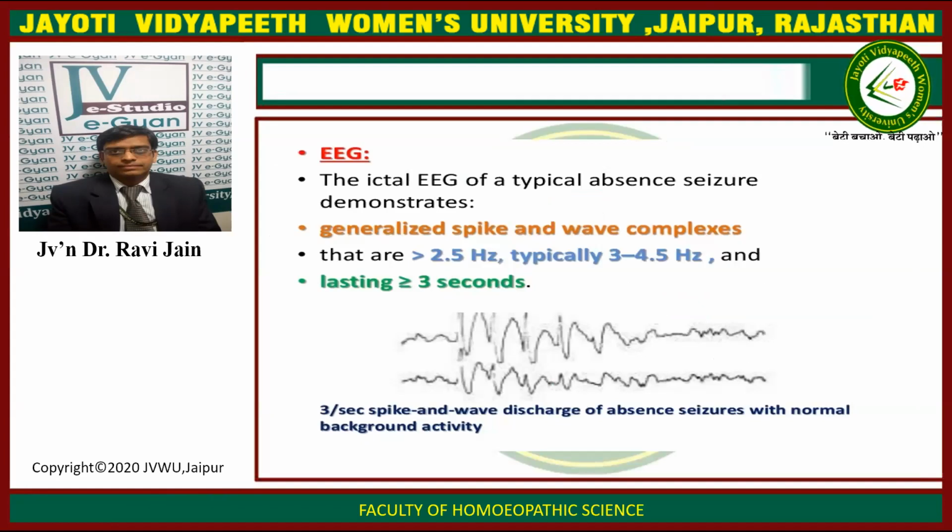The electrical changes on the EEG of typical absent seizures demonstrate generalized spike-and-wave complexes. You can see spike-and-wave complexes at greater than 2.5 Hz, usually between 3 to 4.5 Hz, lasting for 10 seconds or so. The 3 Hz spike-and-wave discharge on a normal background suggests typical absent seizures.